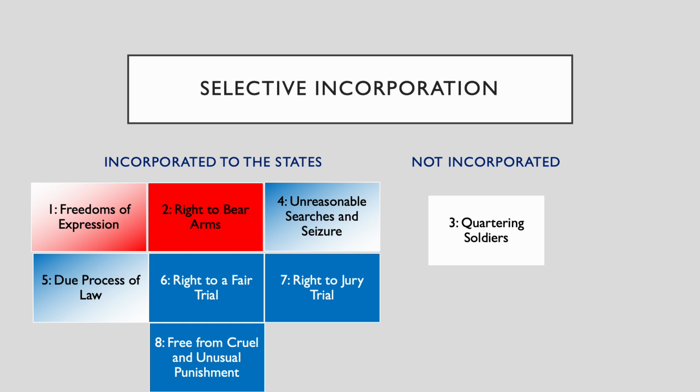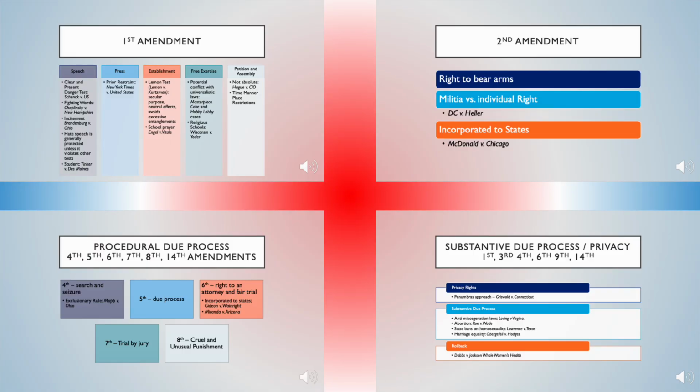The one that is not incorporated is the Third Amendment, which is quartering of soldiers. Right? There's no case law incorporating that to the states. So we're not going to look at each amendment in detail. It's very easy. You can read the Bill of Rights. It doesn't take that long to go through it.